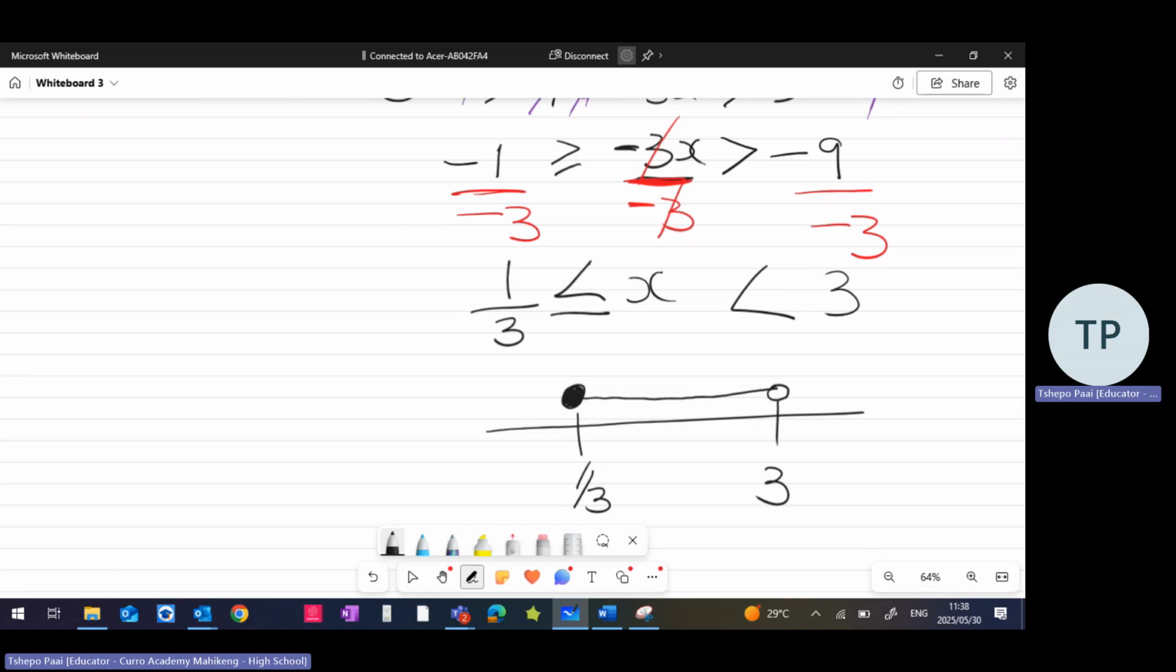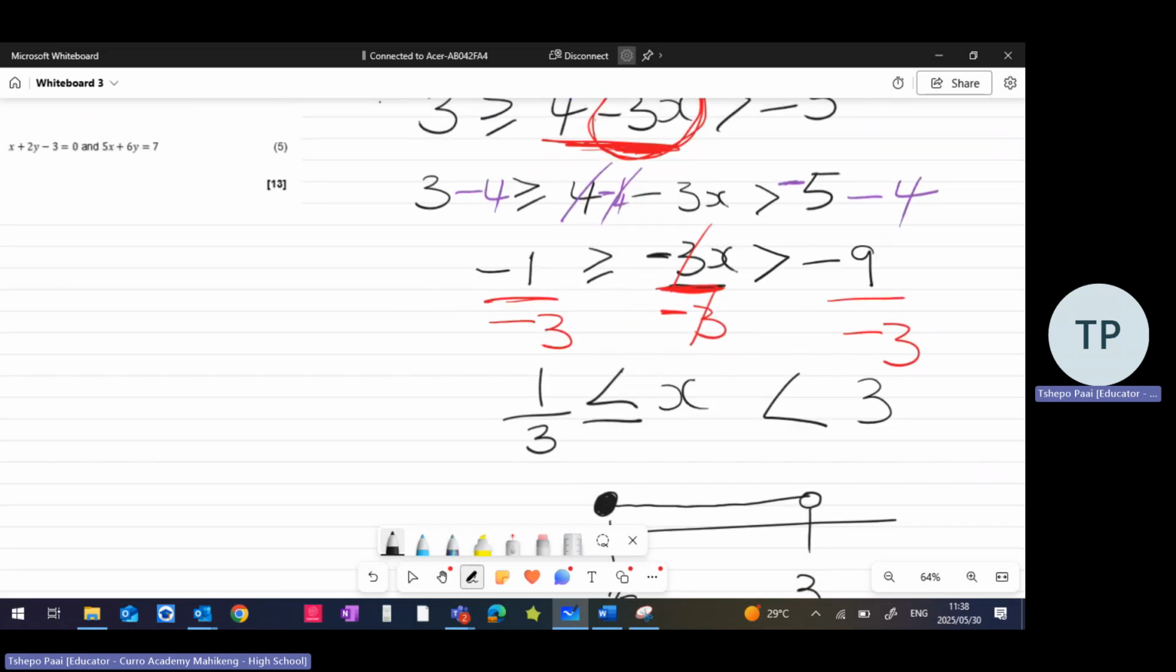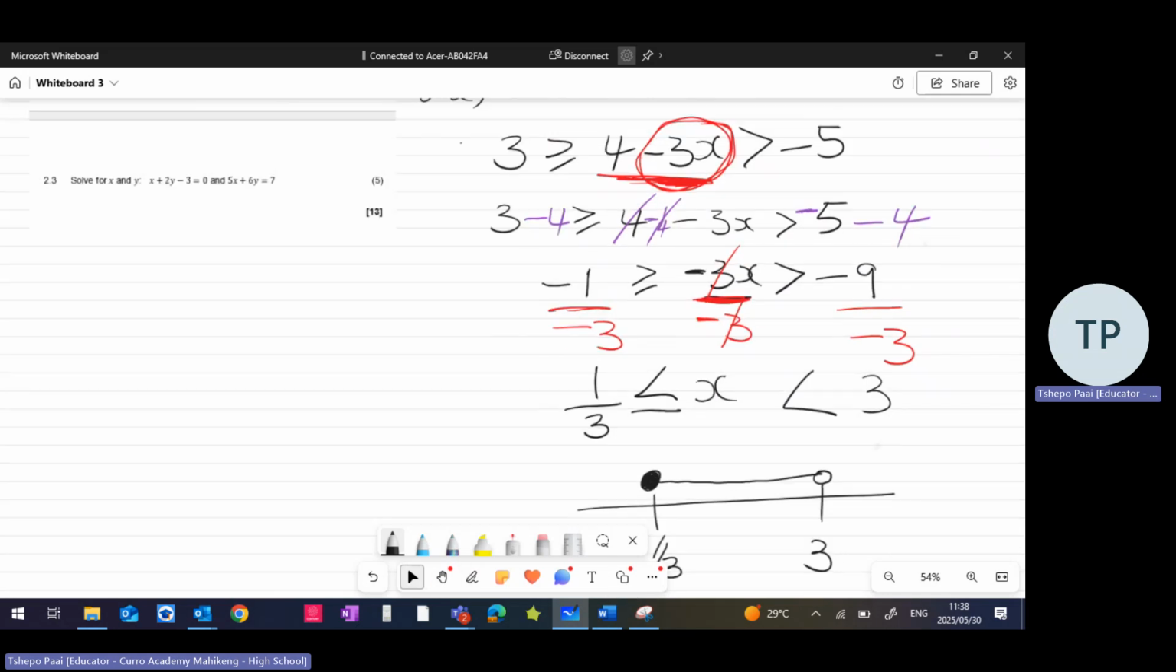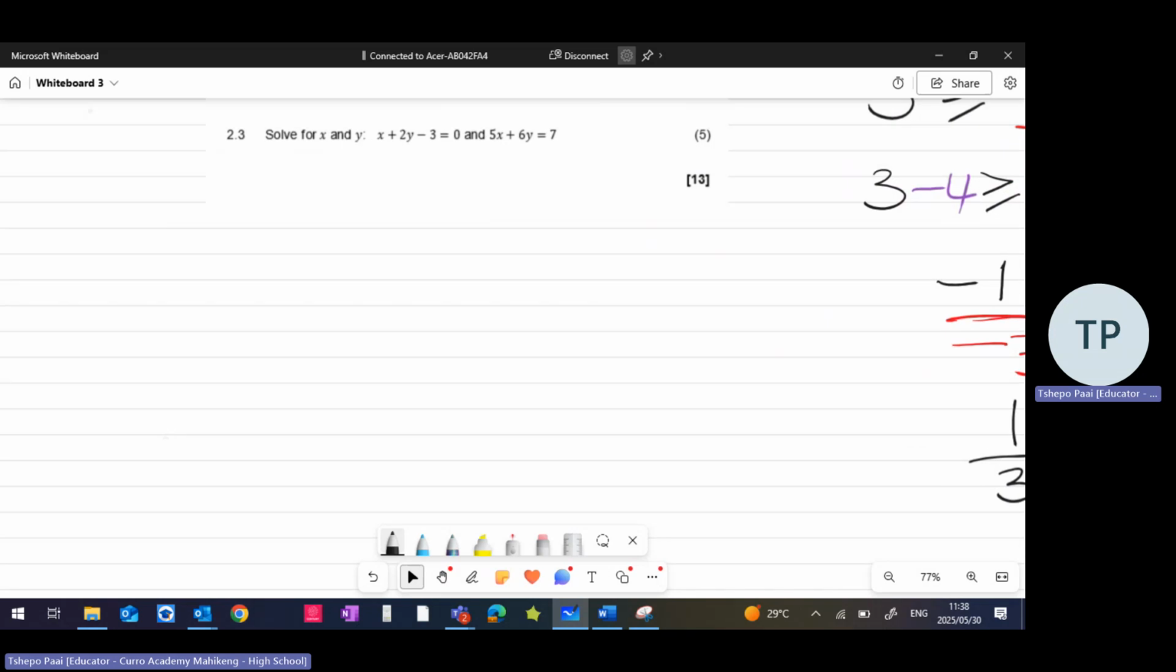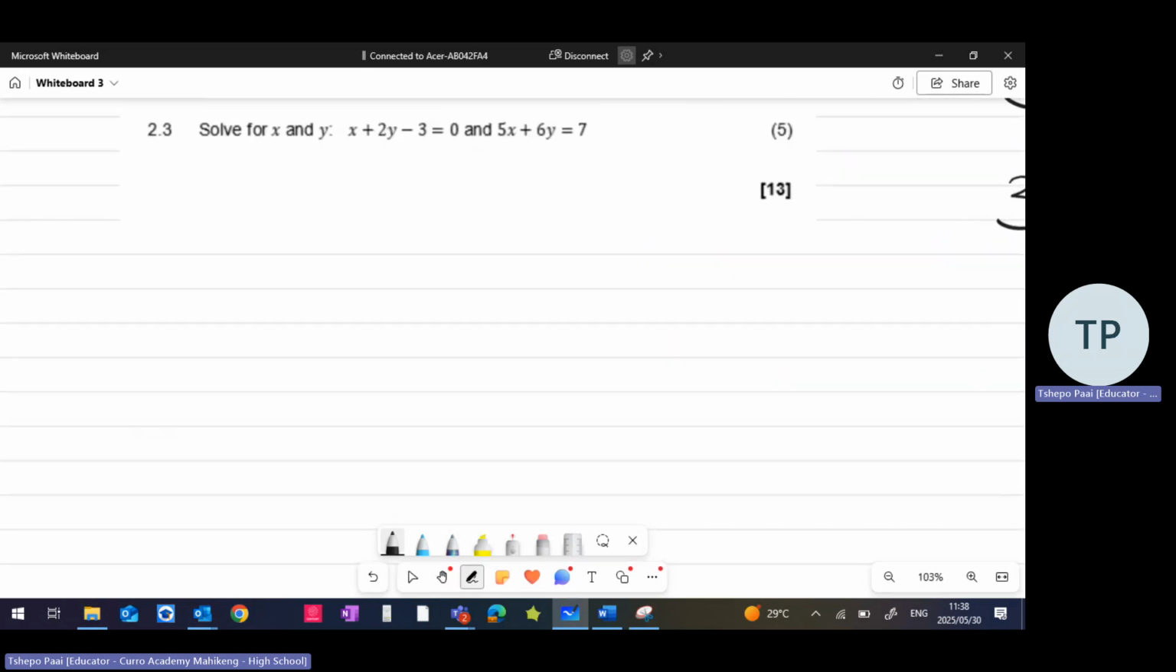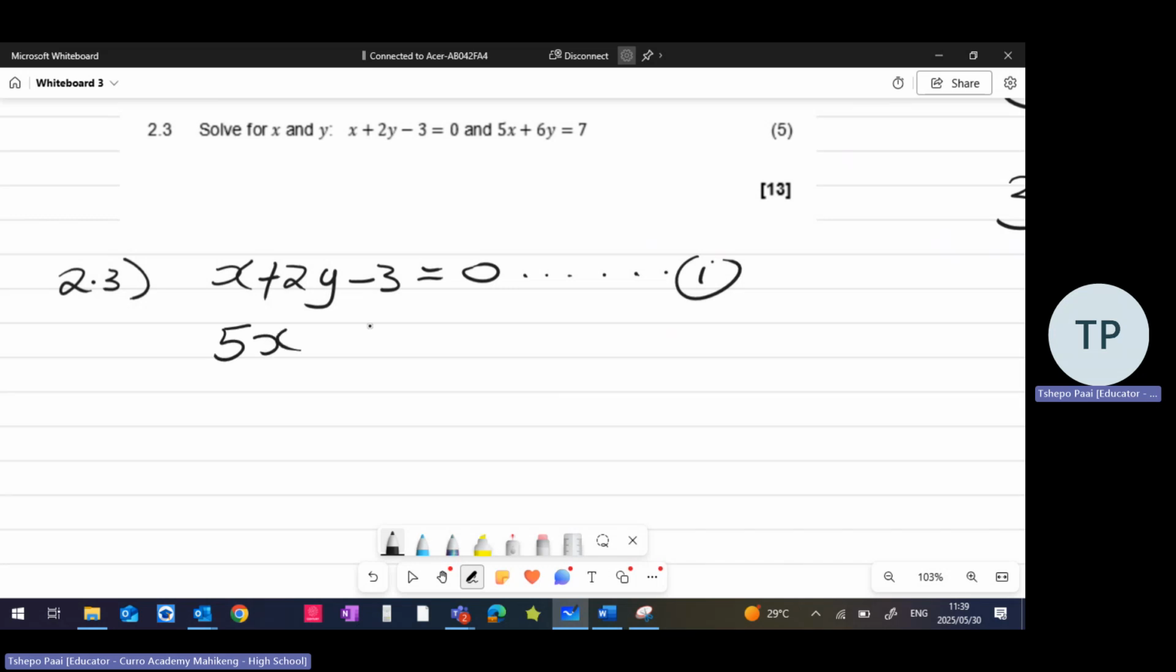Now, guys, having done that, we will then look at the next question, which is now our simultaneous equation. Can we all look at the next question? 2.3. We are given x plus 2y minus 3 equals to 0 as our equation 1. And remember, they are saying solve for x and y. The next equation that we are given is 5x plus 6y equals to 7. This will be our equation 2.